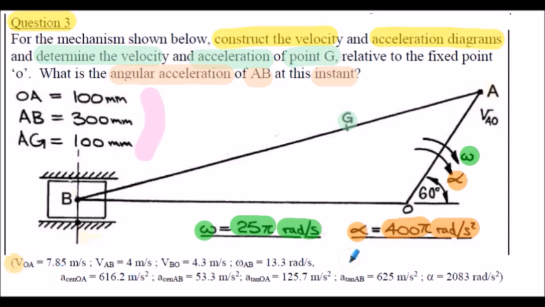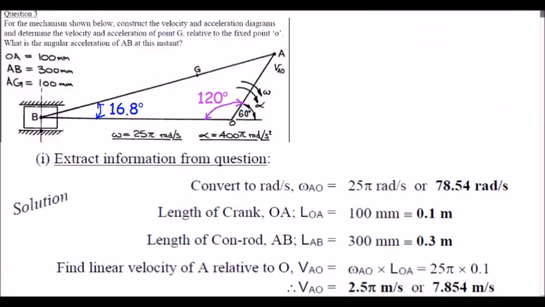Various answers are stated in the bracket for reference. I would encourage you to now stop the presentation and attempt the question, but solutions are very briefly overviewed on the following slides. And here's question 3, solution. So in this question, we're given the angular velocity in terms of pi radians, the omega of the crank is 25 pi radians per second. I have converted that here into decimals, that's 78.54 radians per second. The length of the crank, OA, is 100 millimetres, so convert that to metres. And the length of the conrod AB is 300 millimetres, again, convert to metres.